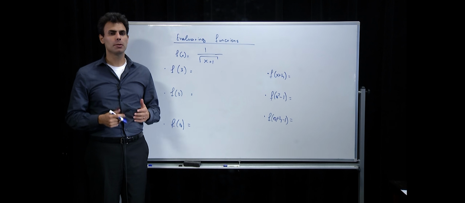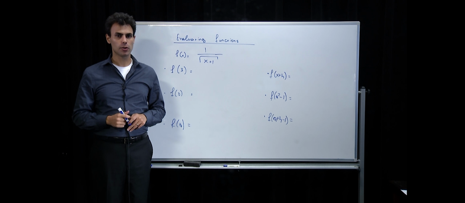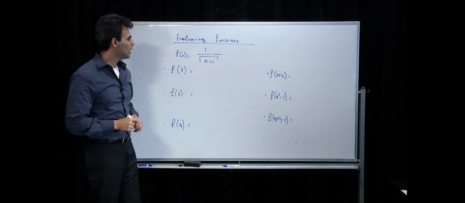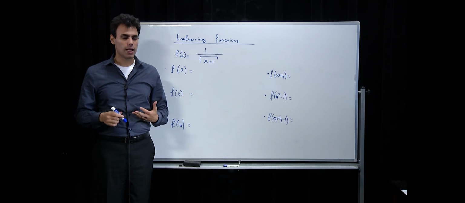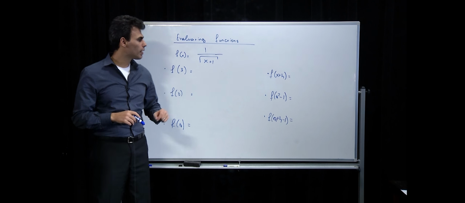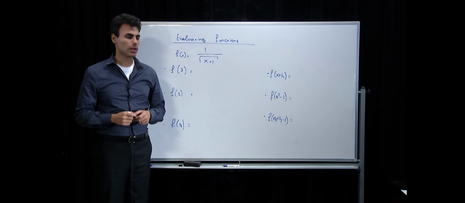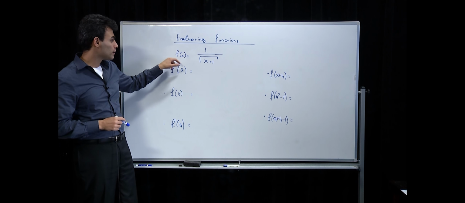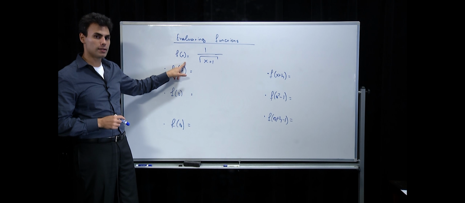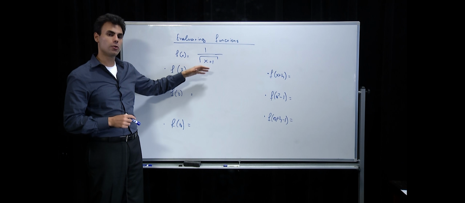Let's explain now what it means to evaluate a certain function at various points. You will see that it's not as simple as plugging in the number. What do I mean by that? Consider the function f of x equals 1 over square root of x plus 1. Once again, we read this as f of x is equal to 1 over square root of x plus 1.